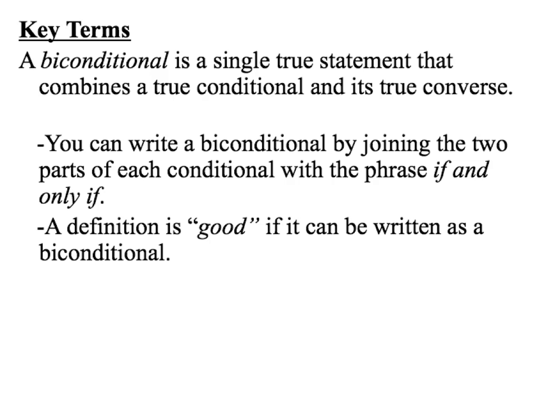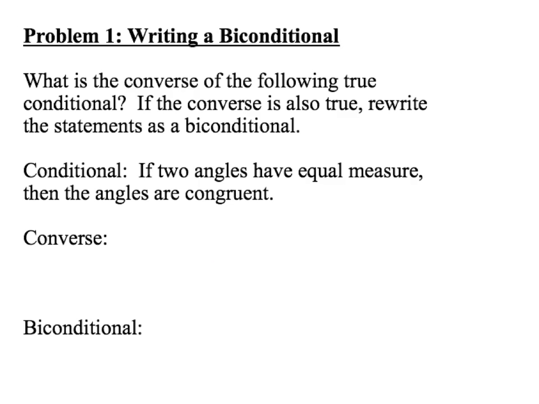First thing you have to know is what a biconditional statement is. It's a single true statement that is true for both the conditional and the converse. And we would write it with an "if and only if" in the middle between the two, hypothesis and conclusion. A good definition can be written as a biconditional statement. So let's test this out.